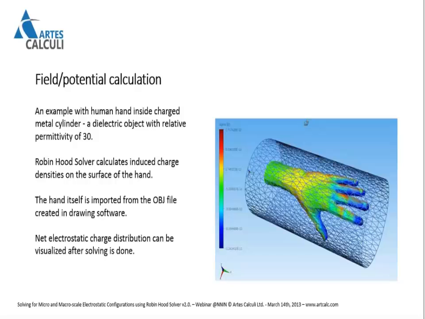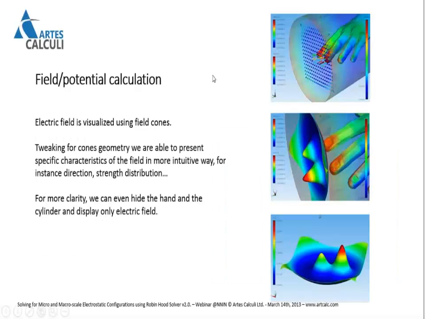The net electrostatic charge distribution can be visualized after solving is done, as it is shown on this image here. The electric field is visualized later, after the post-processing part is done, using the field cones, as you can see in the image right above. And speaking of cones geometry, we are able to present specific characteristics of the field in more intuitive ways, for instance, distribution and so on. For more clarity, you can even hide the hand and the metal cylinder and display only the electric field just to focus on its specific characteristics. This is shown on the bottom-most image.